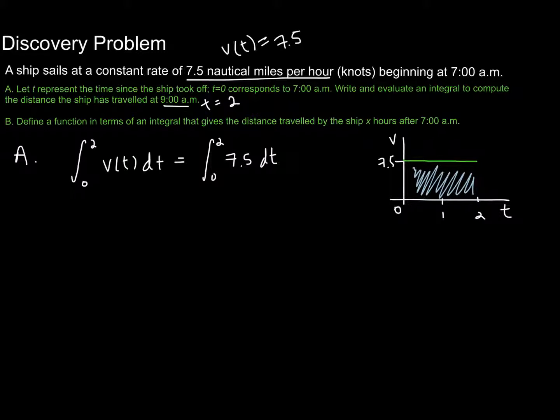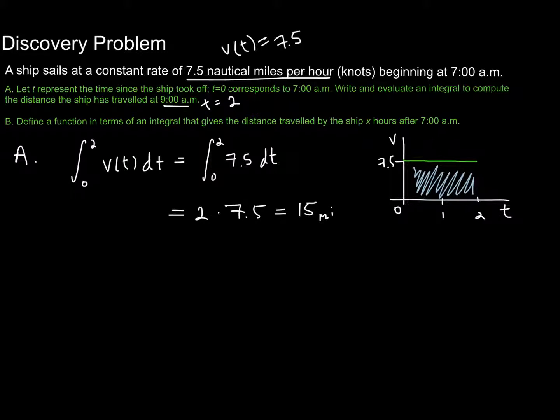Okay, so there's a sketch of my velocity function from 0 to 2, and this is just a rectangle with dimensions 2 and 7.5. Therefore, the value of my integral is just going to be 2 times 7.5 or 15. And in the context of the question here, I'm looking for the total distance traveled, so this would be 15 miles, and you would want to write out that between the hours of 7 and 9 a.m. this ship traveled 15 miles.